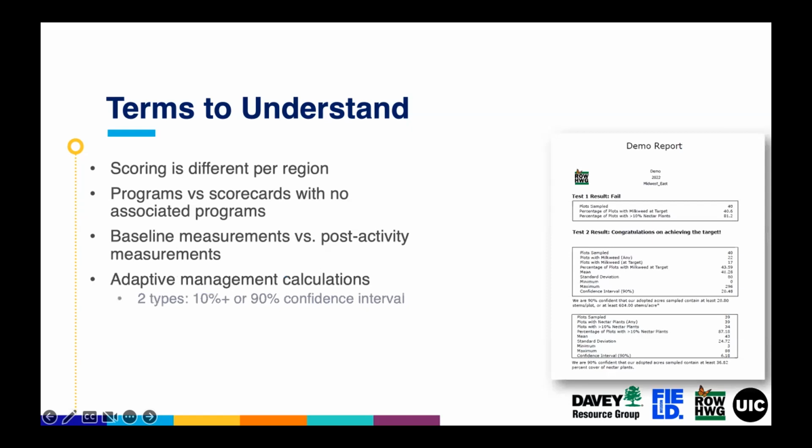And then the adaptive management calculations. So you can see there are two different calculations that are done when you are exporting your report. And so it'll be looking at the 10% cover or 10% milkweed versus the 90% confidence interval. And so you can see you can have a fail on the top or achieving it on the bottom, depending on the data that you're collecting.